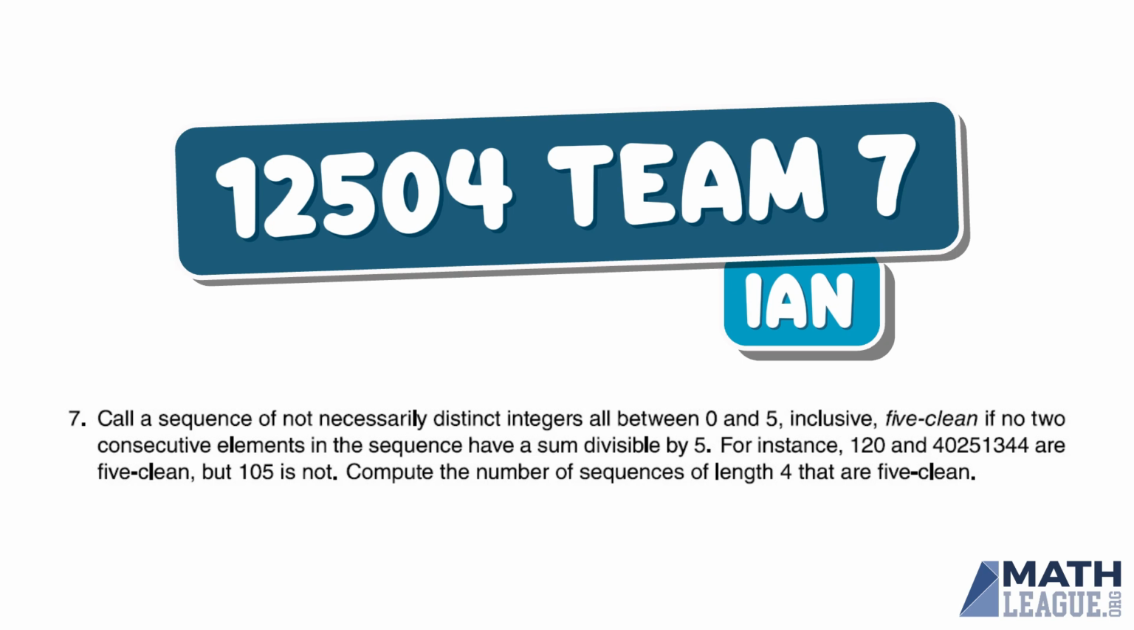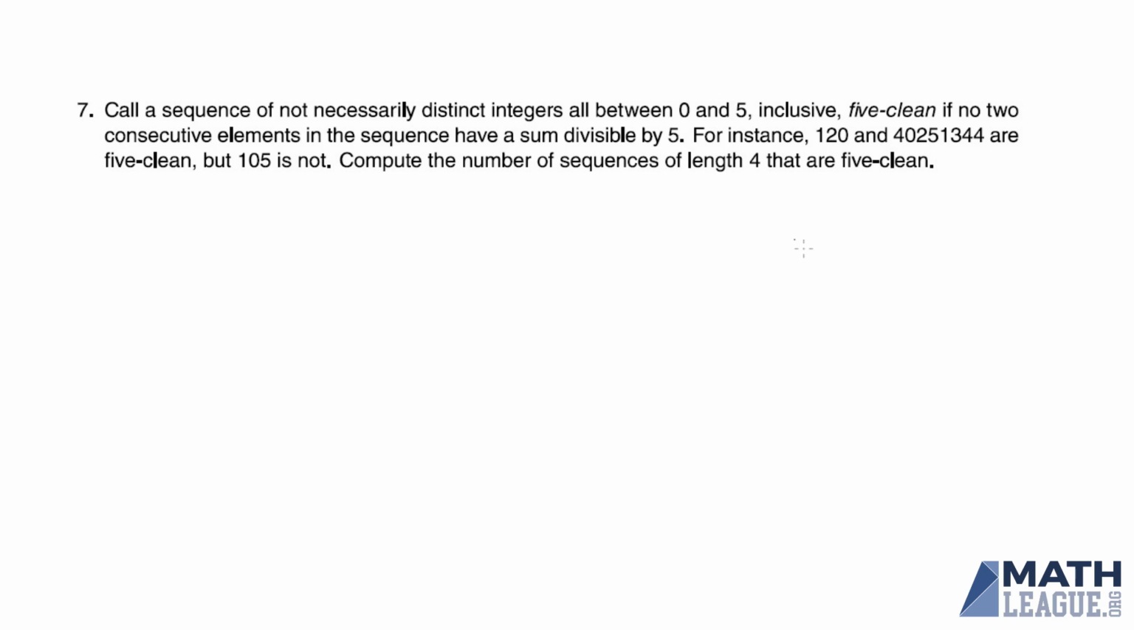Now notice that for any integer between 0 and 5 inclusive, there is exactly one matching integer that will add up to a multiple of 5. That'll be 0 and 5, 1 and 4, and 2 and 3. Additionally, notice that 0 plus 0 is 0, which is divisible by 5, as is 5 plus 5.